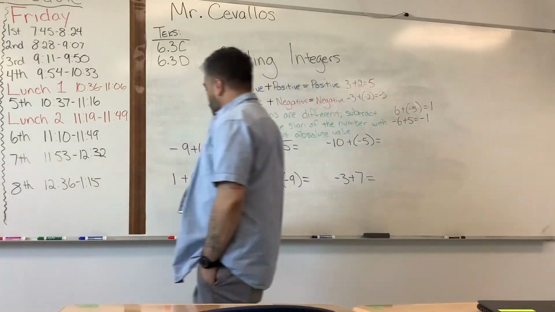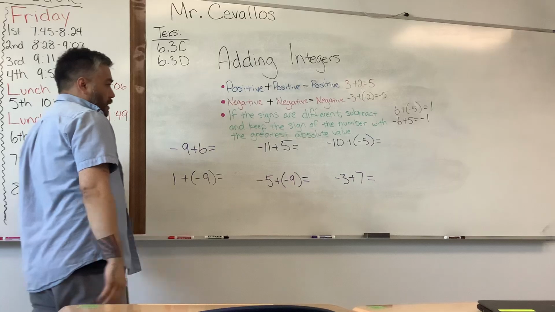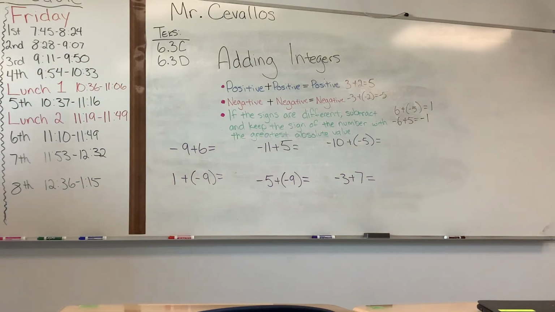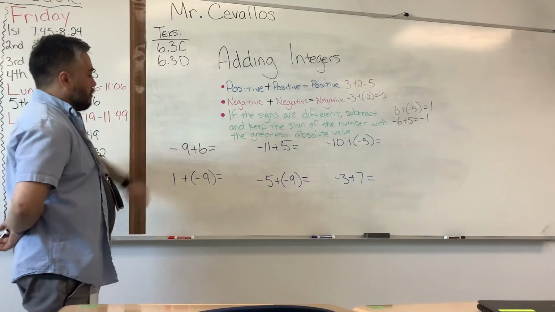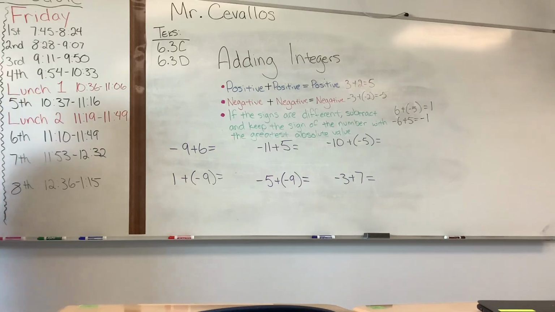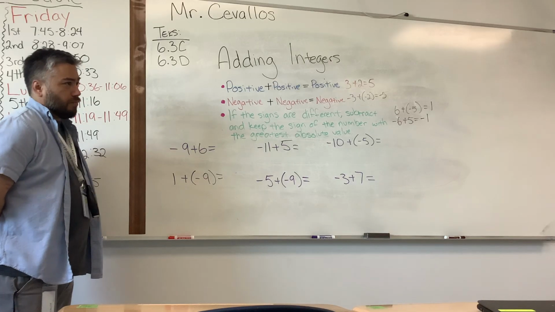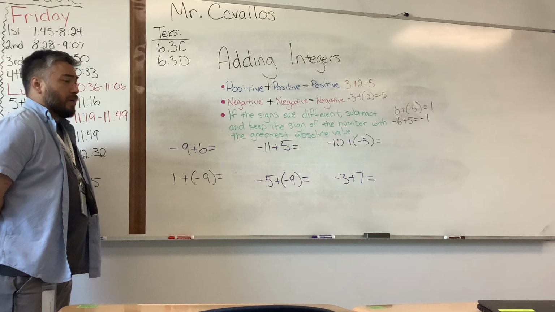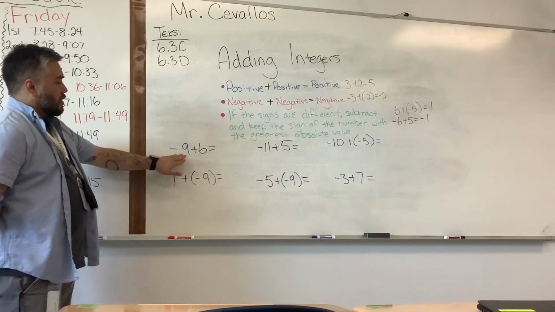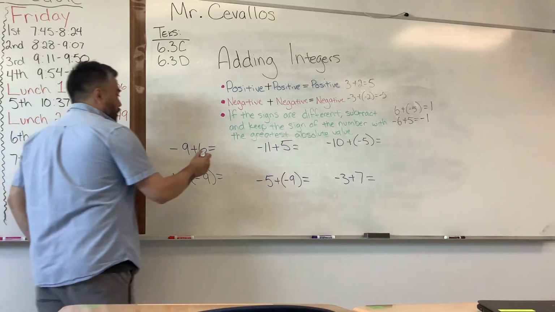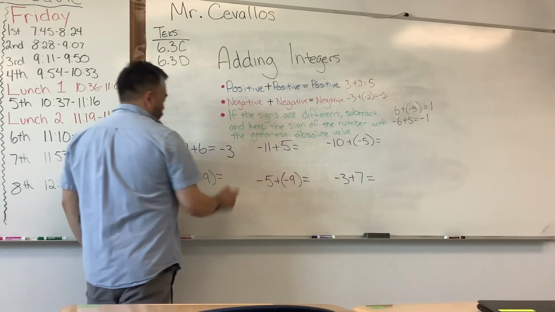Again, you're going to hear me talk about money all day long. Let's say instead of owing $6, you owe $9. You were only able to pay back $6. So how much do you still owe? 9 minus 6 is 3. But because this has the greater absolute value, our answer is negative 3.